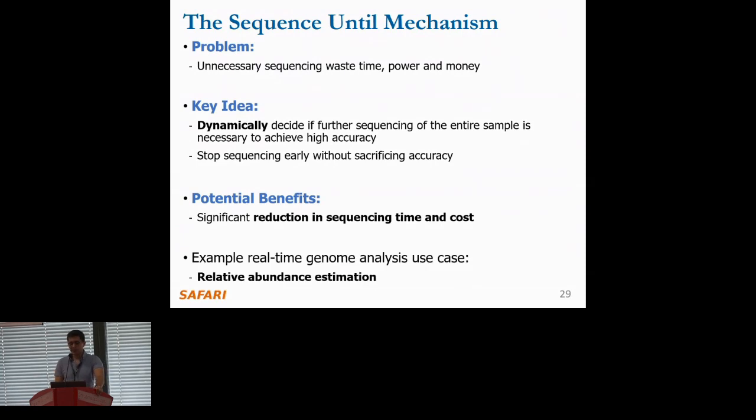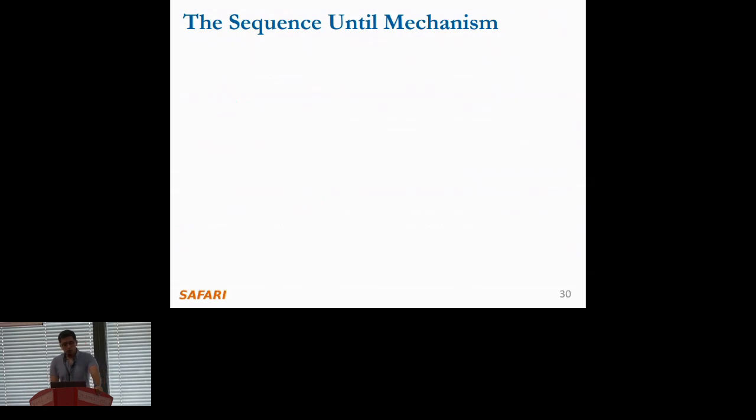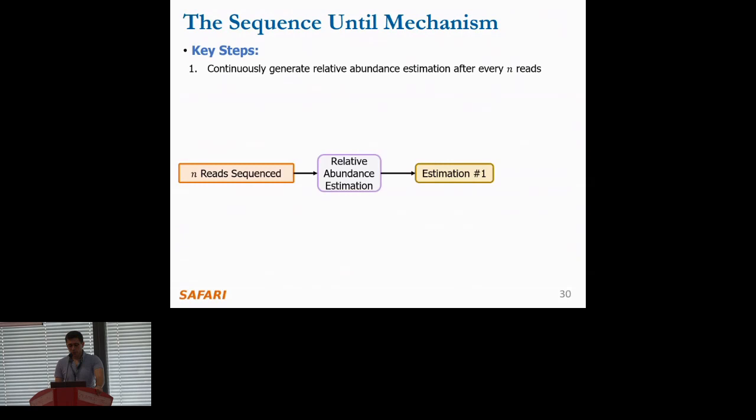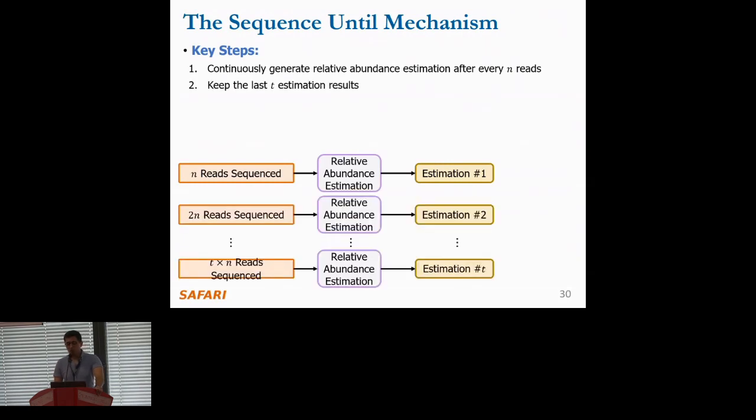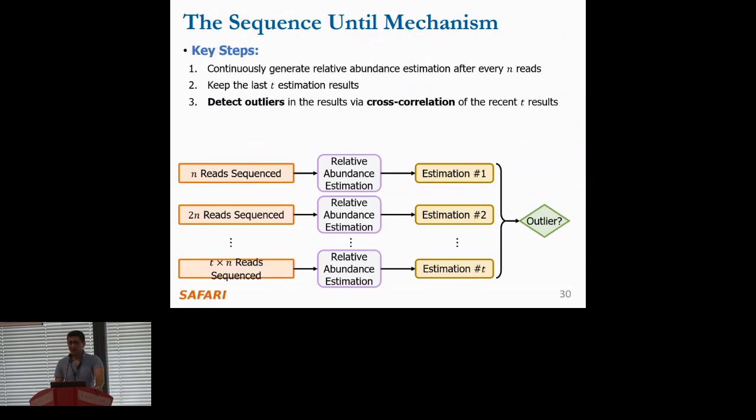To provide a practical example, let's consider the relative abundance estimation use case. Considering this particular use case, the sequence until mechanism works in several steps. We continuously generate relative abundance estimation after every sequencing of every n reads. And we always retain the most recent t estimation results. The next step involves detecting any outliers in these results by performing a cross-correlation between them.